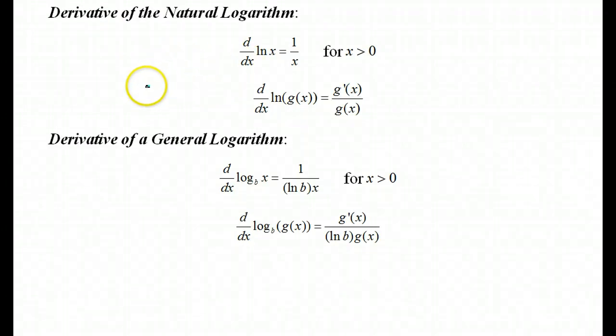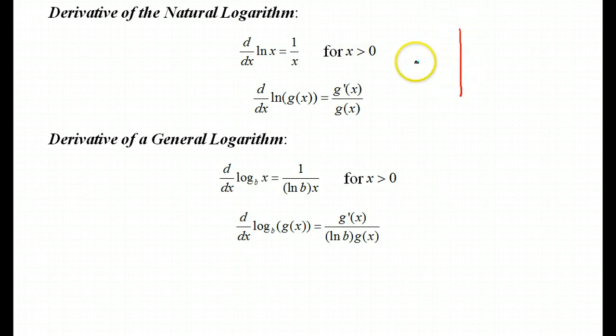The next two sets of derivatives we're going to review are the derivatives of the natural logarithm and of a general logarithm. So these are new for us. So let's take a look at the derivative of the natural log function. Well, the derivative of the natural log function is 1 over x when x is greater than 0. And we can think about that.